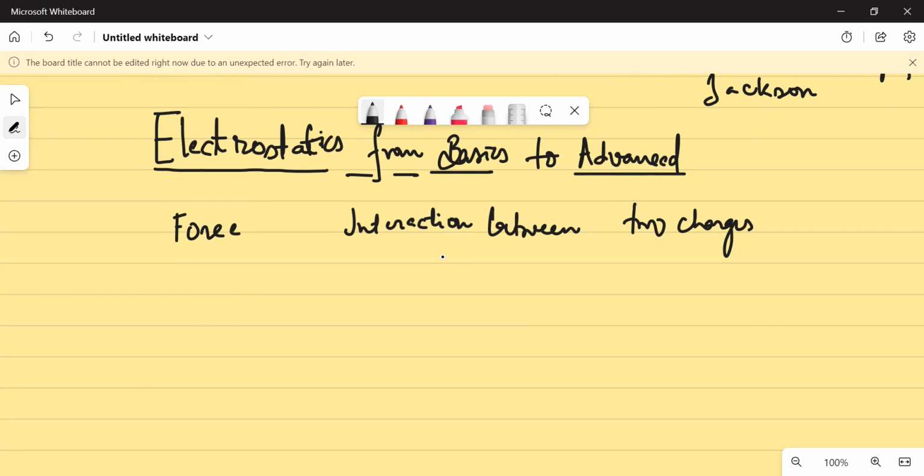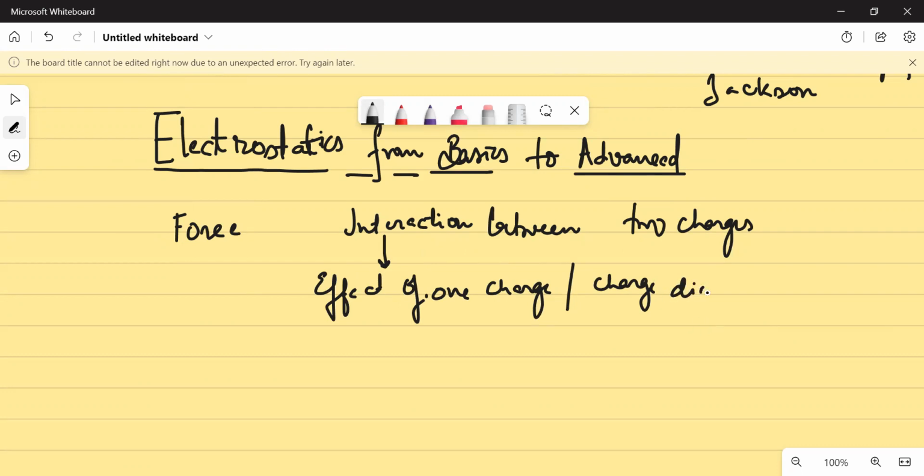Now, if I want to find the effect, instead of the interaction between two charges, of one charge, or probably a charge distribution, at a point in space, then I would need something called a field. So instead of force, now you have field.